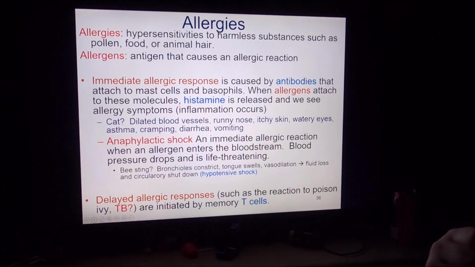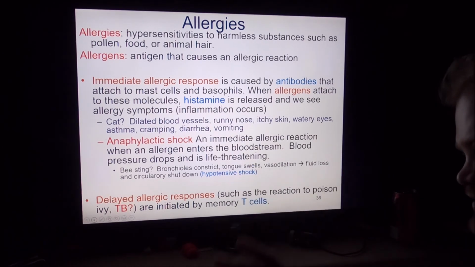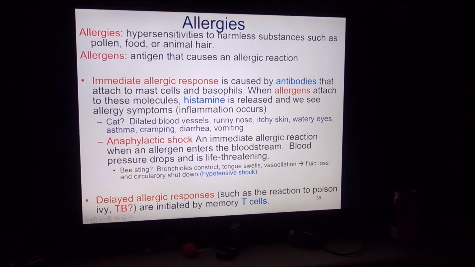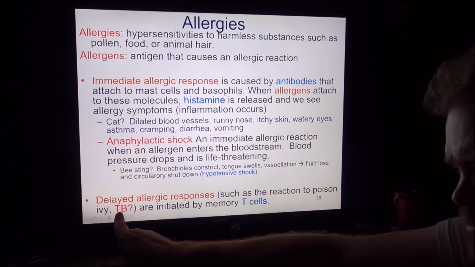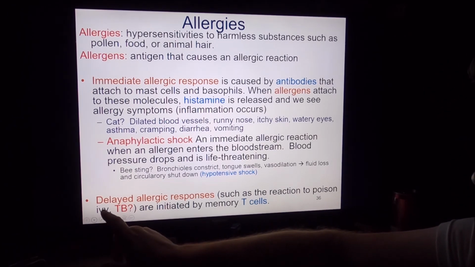And then, of course, there are delayed allergic responses. So, for instance, poison ivy is the famous example here. You're out playing around the woods. A few days later, you see a weird rash pop up. That's because you are hitting your immune system with foreign antigens, and your memory T cells will wake up and see this and attack it. And it will happen a few days later. It's not an immediate thing. And TB skin test is the same kind of concept. Probably a better example for you guys.